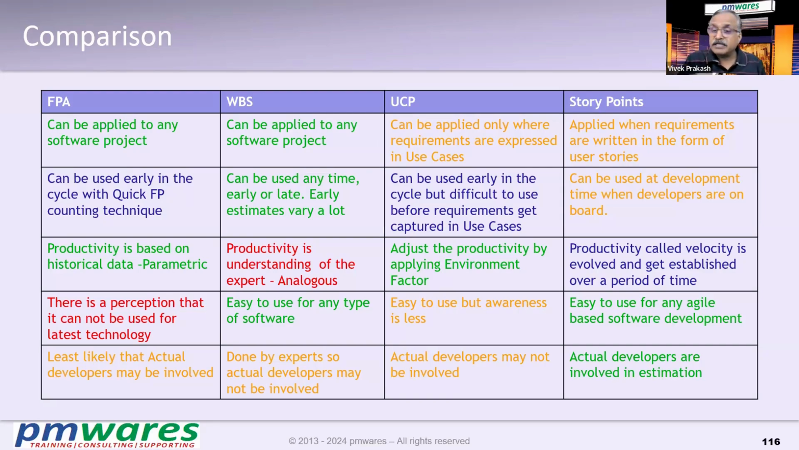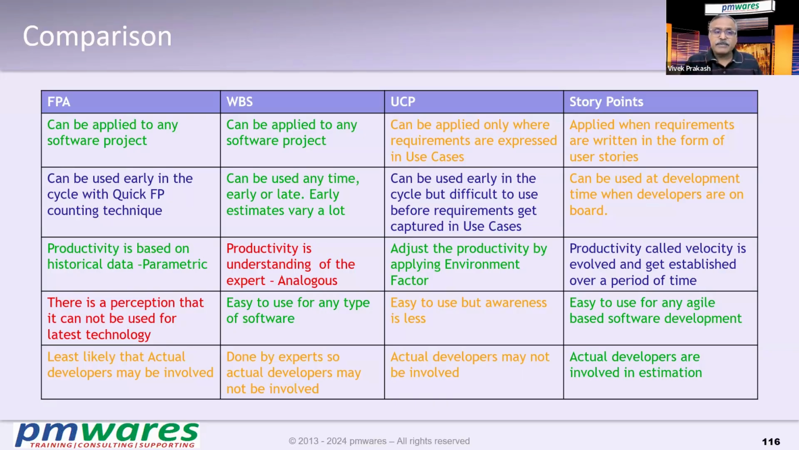WBS can be used anytime, in the beginning or late, but FPA is generally used early, when we are starting the project or pre-starting the project. Story point has to be used at the time of development. You cannot use it in the beginning. You need very much detail. The developer should be able to get details and understand how much the effort is.